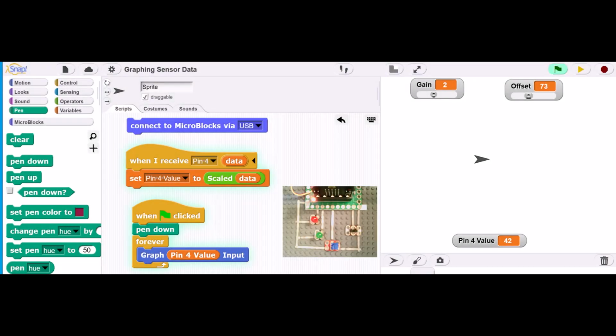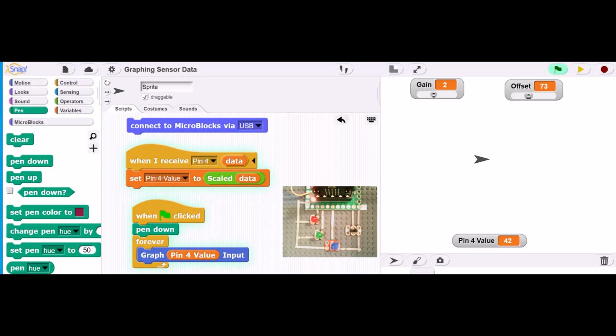The combination of SNAP and Microblocks makes it possible to acquire and graph sensor data from the microbit. In this demonstration, we're going to use a potentiometer to vary the input to pin 4, but this could be any number of sensors. It could be a microphone, a light sensor, a temperature sensor, or any kind of other type of scientific probe or sensor.